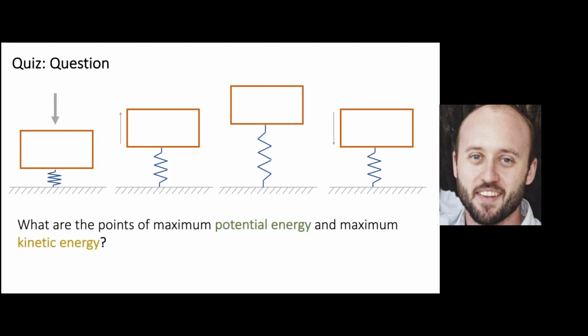So a quick quiz, just answer this in your head as I walk through this, see if you can figure this out and work along with me. So look at each step in this process of pressing it and letting the block bounce up and down. What are the points of maximum potential energy and kinetic energy based on what I just covered?